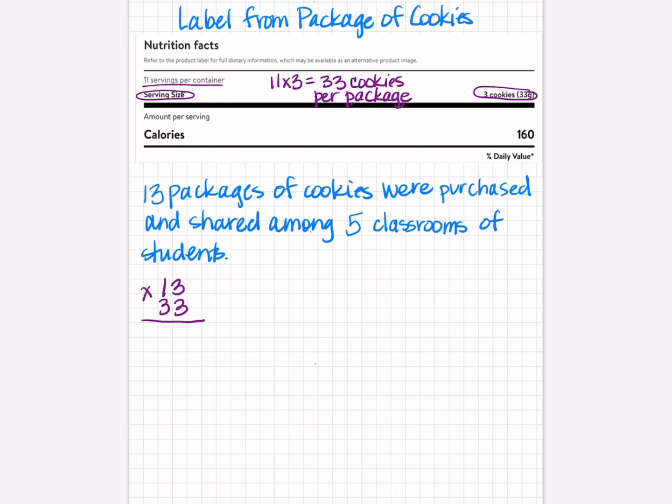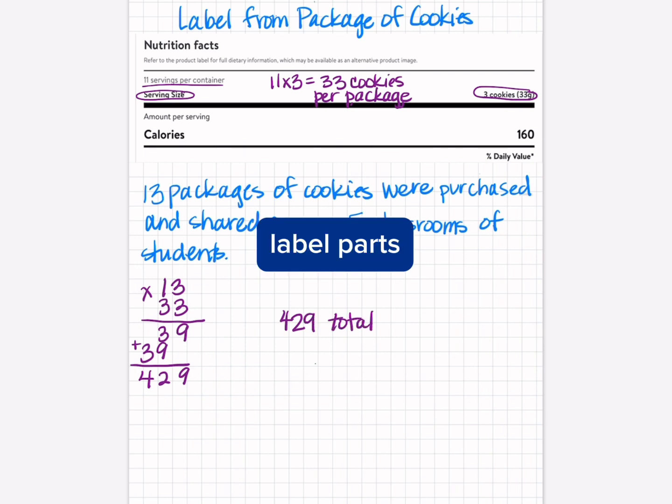So there are 13 packages of cookies that were purchased and shared among 5 classrooms of students. When visualizing these problems, students should understand first they have to figure out the total number of cookies, which is why they have to multiply the 13 times 33 and get 429 cookies.